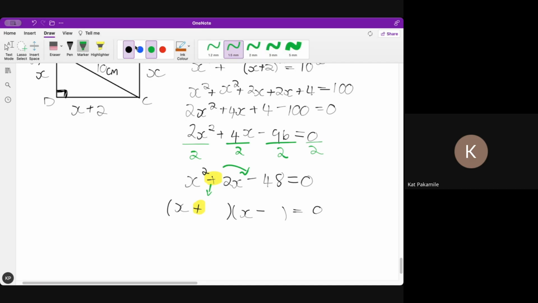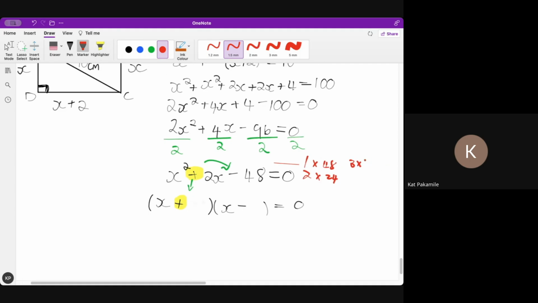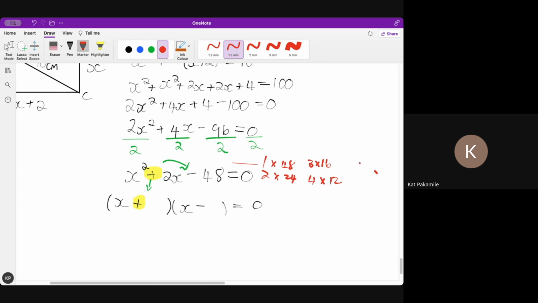Now, what factors of 48 are going to give us a positive 2? Give me factors of 48. 1 times 48. 2 times 24. 3 times 16. 4 times 12. 6 times 8. Yes, there we go. Okay, and Alice is correct. 6 and 8 are the only ones that are going to give us a positive 2.